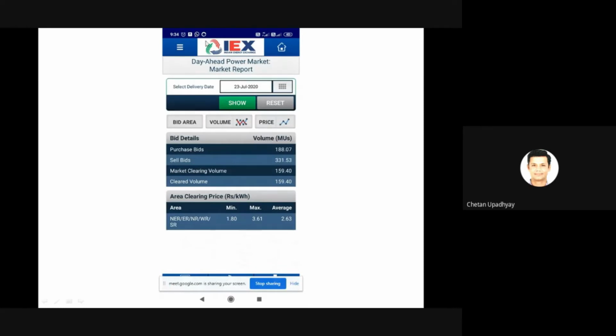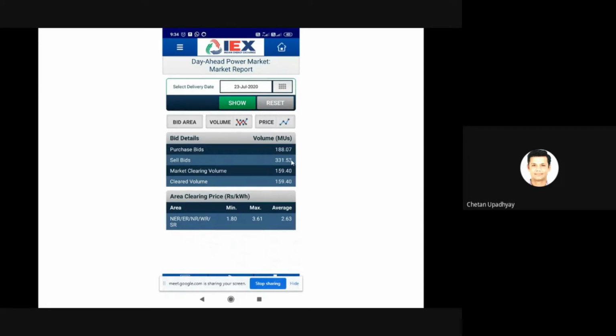So this is just today I had taken the snapshot. This says 23rd July, and if you click on it, it shows the bid details. Today, 188 mega units deal was done. Bidding of 188 mega units done, and out of that, sell bids are there, that is of 331.